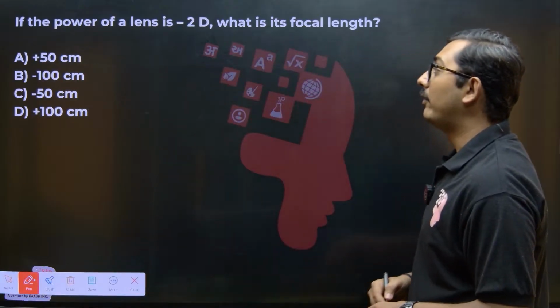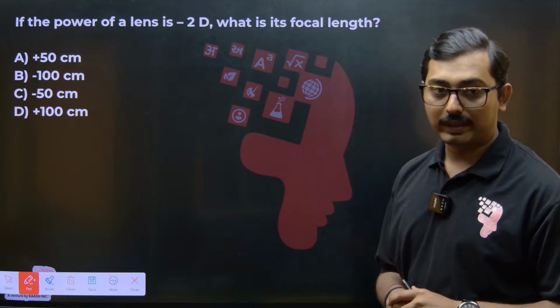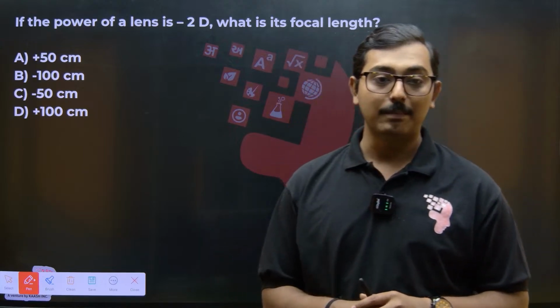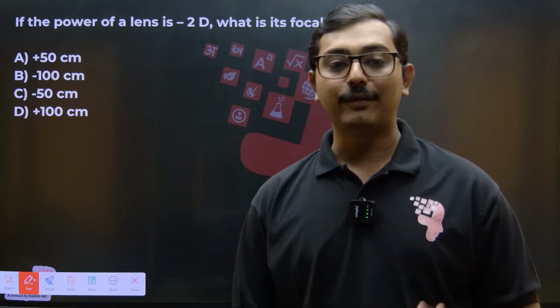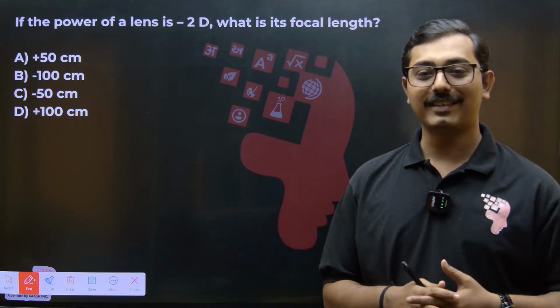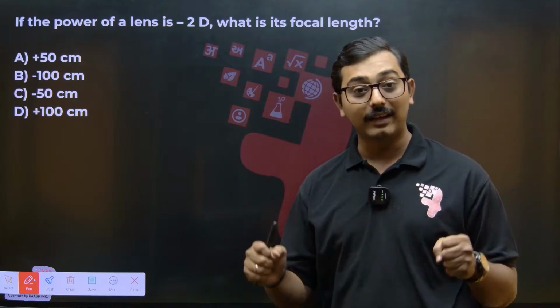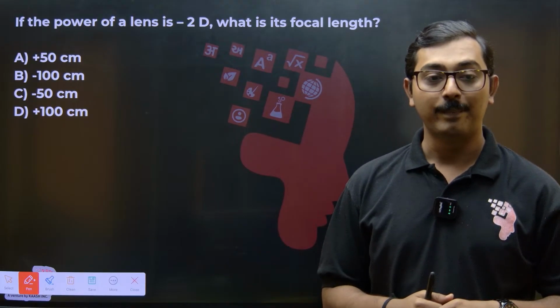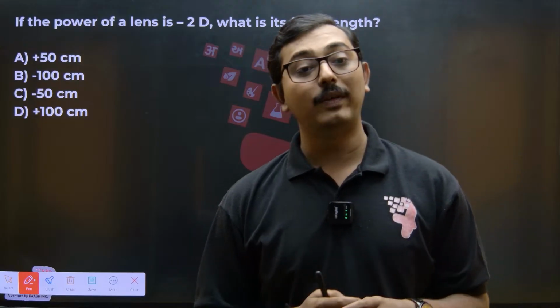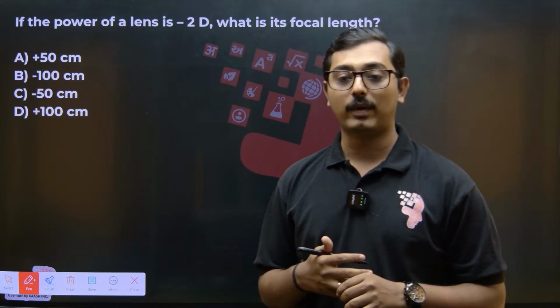Next, if the power of a lens is minus 2 diopter, what is its focal length? Very easy question. These kinds of questions are being asked in the exams. These are questions taken exactly from the question papers. But still we fail to answer such simple questions.